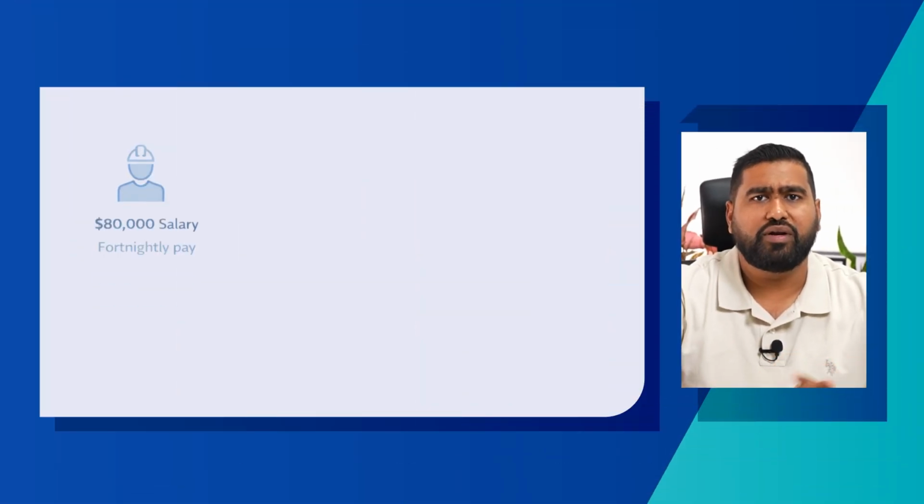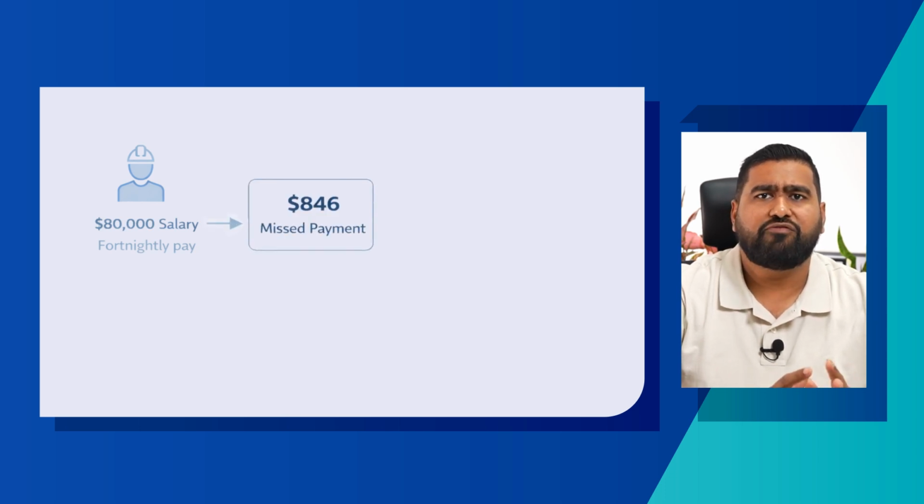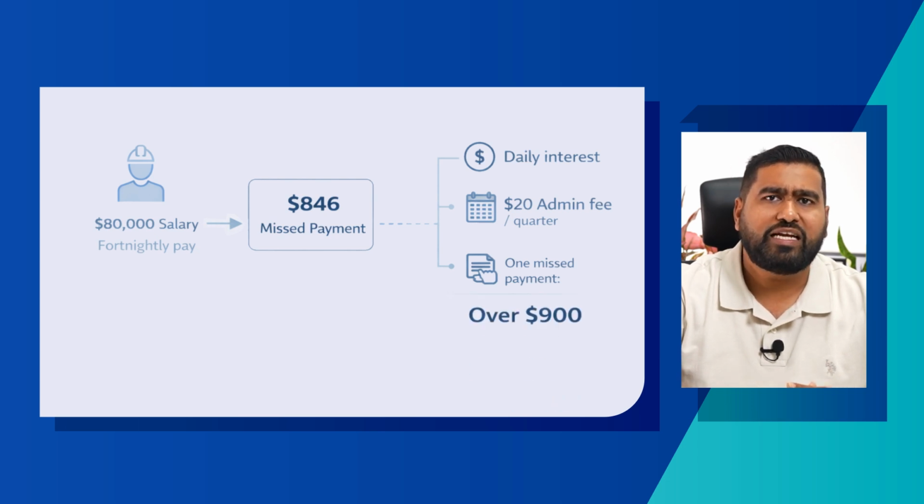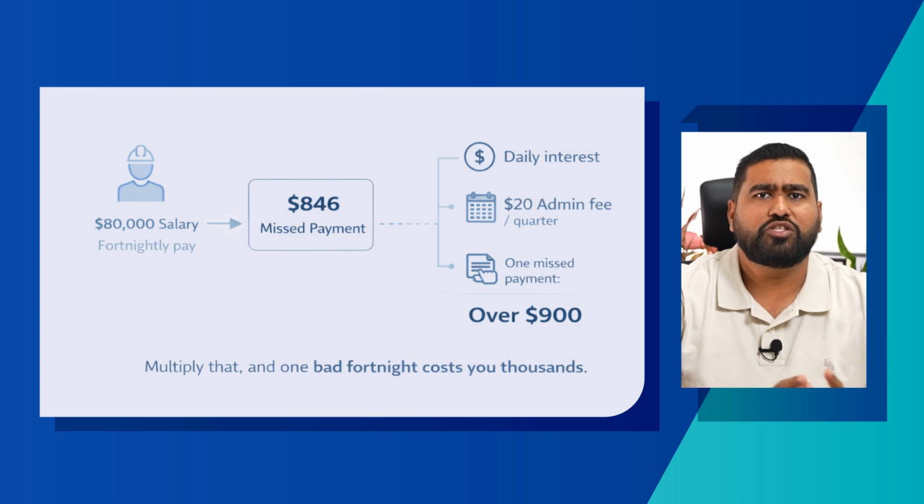Let me put a number on it. One employee's $80,000 salary, fortnightly pay cycle, their super per cycle is roughly $846. You miss one payment, the SGC on that is the $846 shortfall plus the compounding daily interest from the due date, plus $20 per employee admin per quarter. One missed payment, one employee, you are looking over $900. Multiply that across 8 to 10 staff and one bad fortnight can cost you thousands.